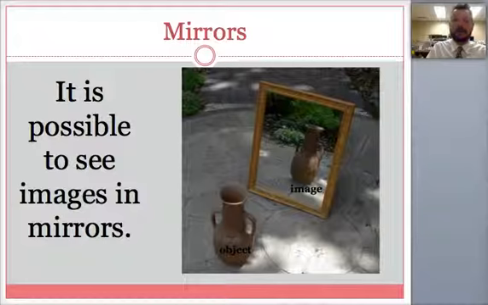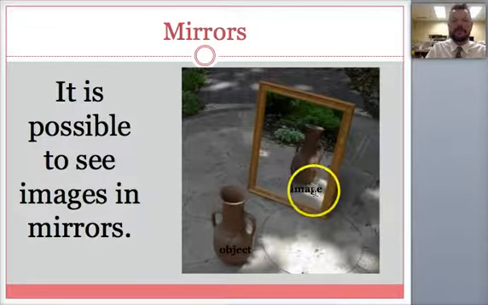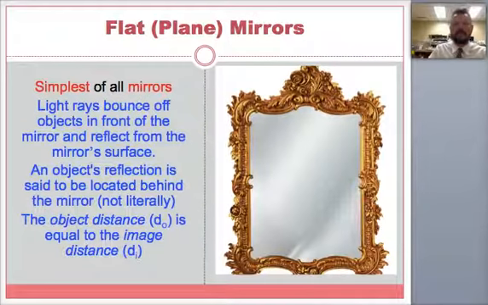It is possible to see images in a mirror. You can see an object here and an image in the mirror. The flat or plane mirror is the simplest of all mirrors. Light rays bounce off the object in front of the mirror and reflect from the mirror surface. An object reflected is said to be located behind the mirror, although not literally. The object distance is equal to the image distance.